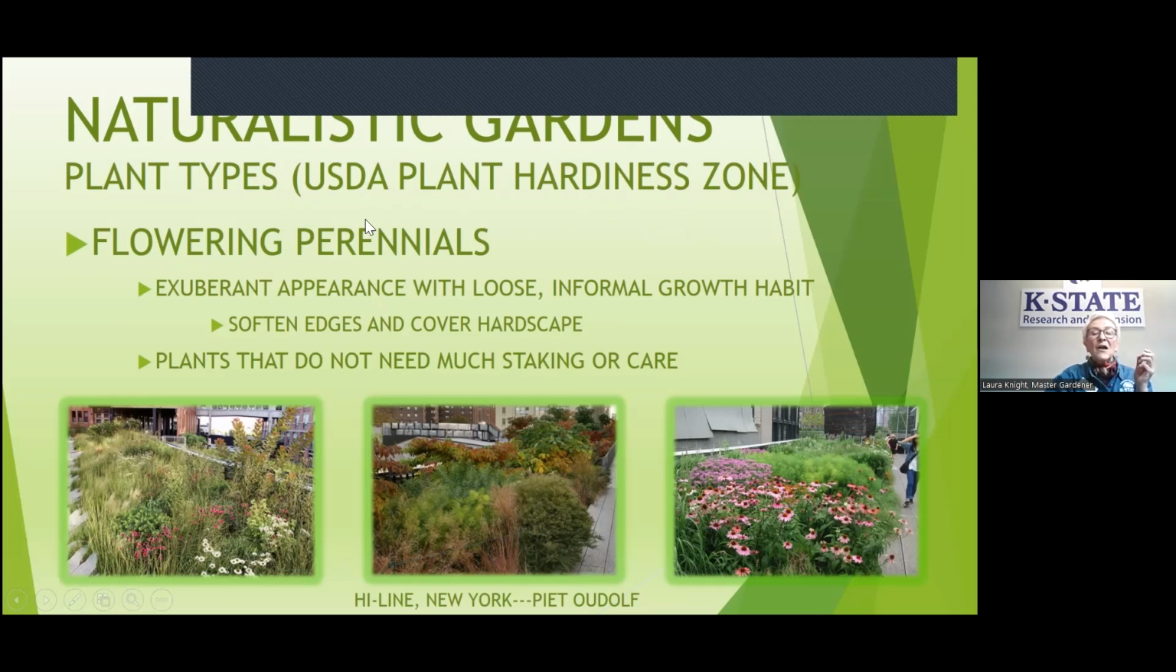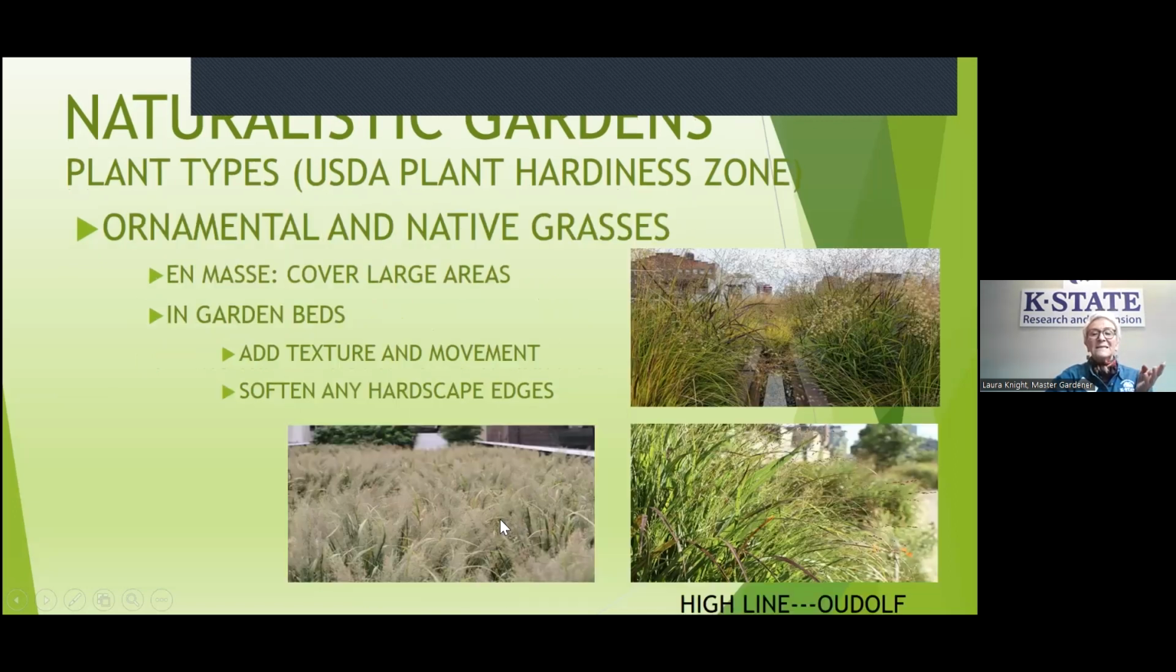If you're buying flowering perennials, make it exuberant and put a lot of them. This could be a little garden. This is at the High Line in New York, and here it is. And look how close they are planting. If you buy ornamental and native grasses, you can use one as a specimen plant. But if you're planting to fill an area, plant a lot of them.